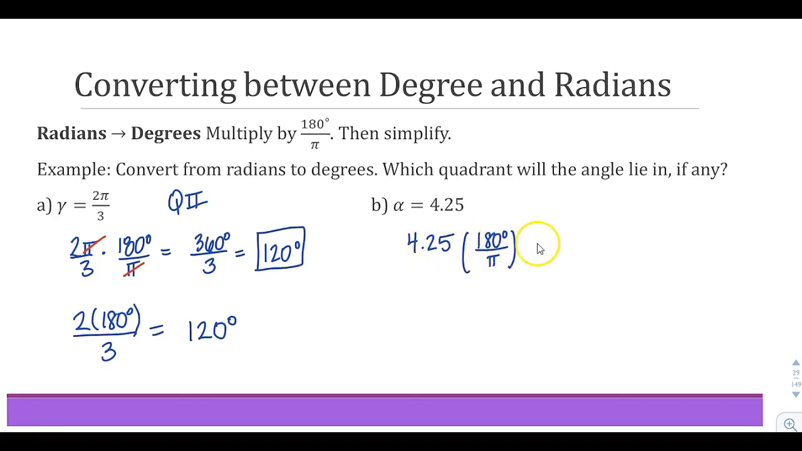So here, I'm going to multiply this all out and approximate the answer. So I'm going to multiply 4.25 times 180 divided by pi, and that's approximately 243.5 degrees. And that's between 180 and 270 degrees, so we are in quadrant 3.